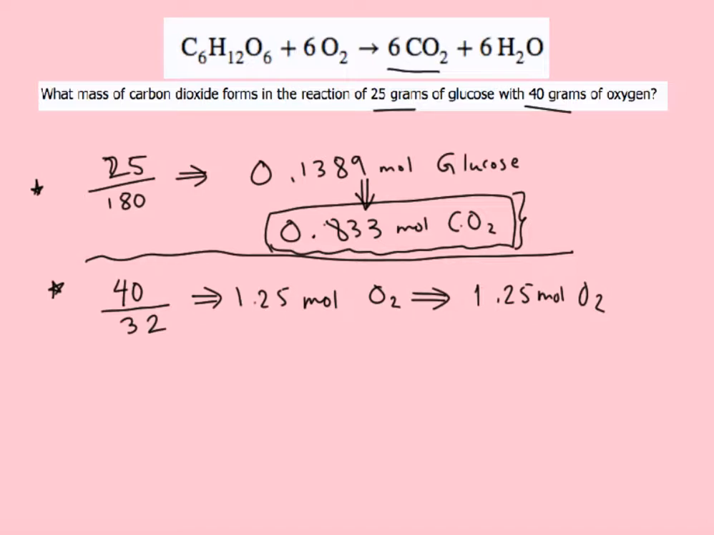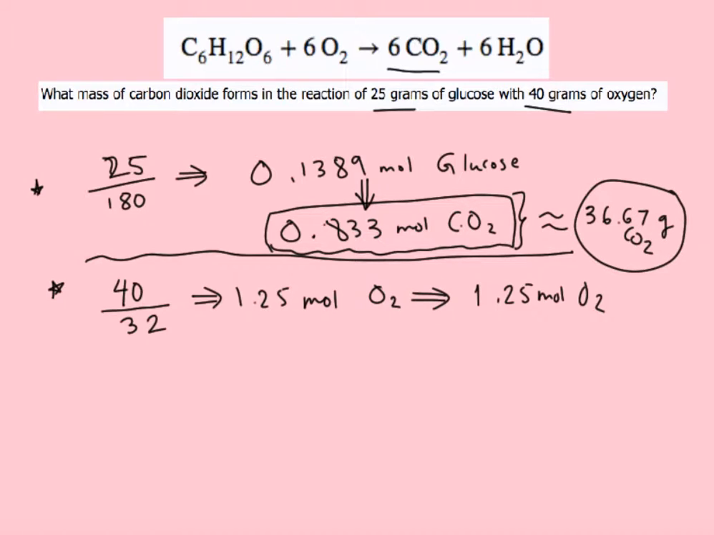If you want to convert to grams, you just multiply by its molar mass, which is 44 grams per mole. So you multiply 44 by 0.833. This is equivalent to 36.67 grams of CO2 formed.